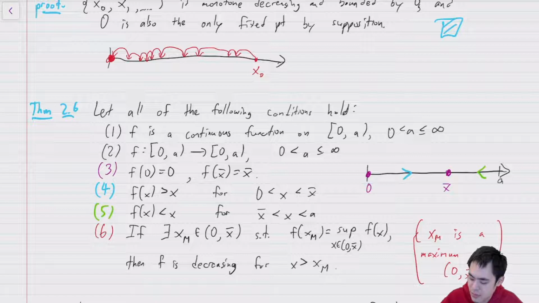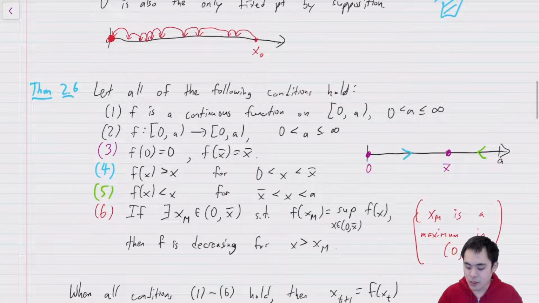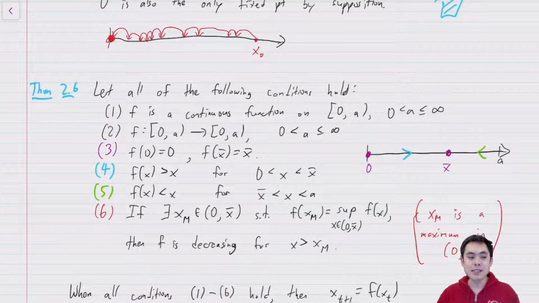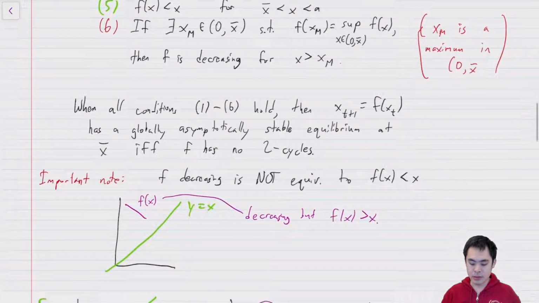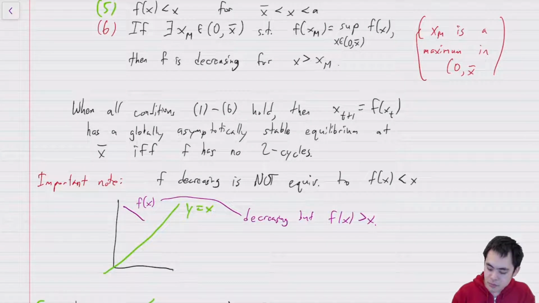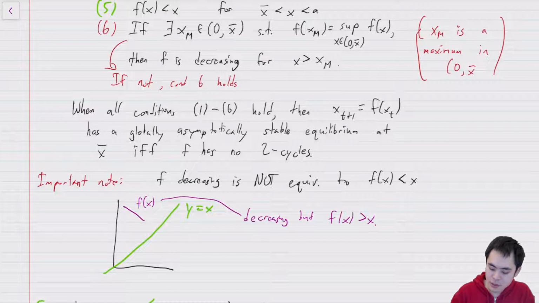And let's put our a out here, I guess. The last condition is a little bit more complicated, though we sort of tried to illustrate that with some of our drawings. So it's basically, if there is a maximum, then f has to be decreasing past the maximum. If there is a maximum before you reach your equilibrium, then f has to be decreasing all the way after. And just as an aside, if there doesn't exist a maximum, condition 6 holds trivially.